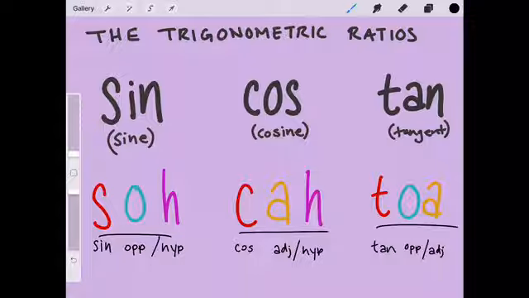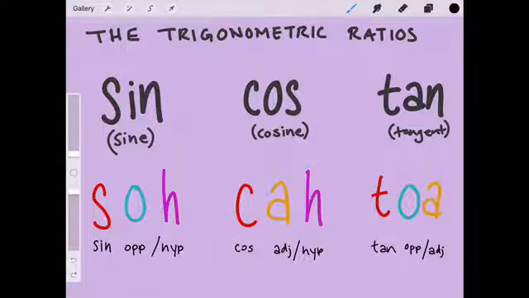So you might know Every Good Boy Deserves Fudge from music class. You might know Please Excuse My Dear Aunt Sally for PEMDAS, Order of Operations. Those are all mnemonic devices. I want you to create a mnemonic device that allows you to remember SOHCAHTOA. You can either make one big sentence or make one mnemonic device for sine, another for cosine, and a third for tangent. But that's going to be your homework today.